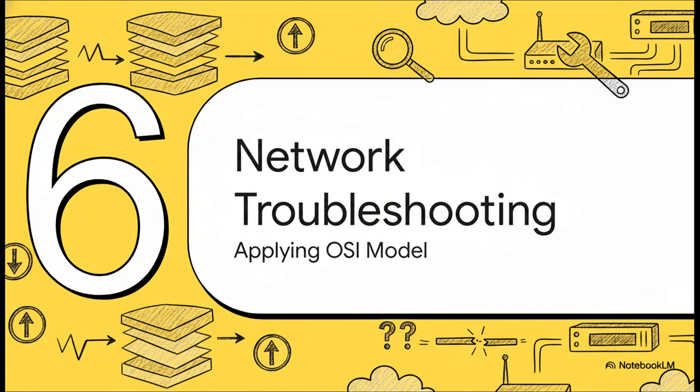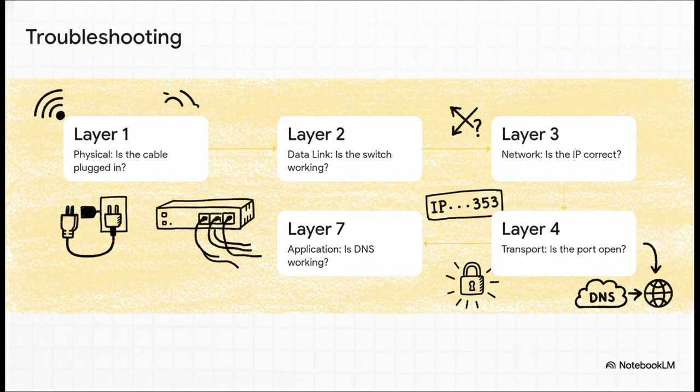And finally, Section 6, Real-World Network Troubleshooting. When a user complains, "Hey, I can't reach the website," you don't just randomly guess what's wrong. You use the OSI model from the bottom up. First, Layer 1, physical. Is the cable actually plugged in? Is the Wi-Fi even on? Layer 2, data link. Is the local switch functioning? Layer 3, network. Do we have a valid IP address, or is there an IP conflict? Layer 4, transport. Is a firewall blocking the TCP port? And finally, up to Layer 7, application. Is the DNS service actually resolving the domain name? This kind of structured thinking is exactly what separates the amateurs from the pros.